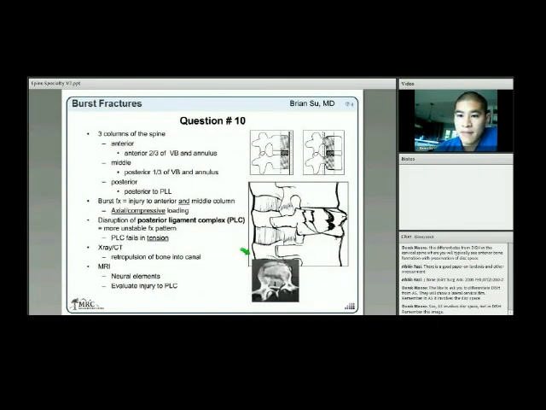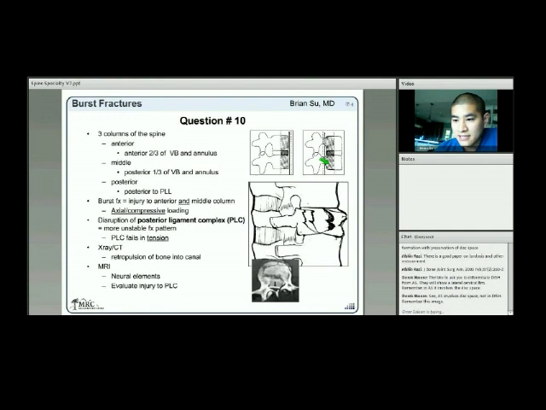So remember, there are 3 columns of the spine. This is the Denis classification very briefly. There's the anterior column, which is the anterior 2/3, the middle, which is the posterior 1/3 of the vertebral body, and posterior, which is posterior to the PLL and all of these posterior structures. A burst fracture, by definition, is injury to the anterior and middle column. It's typically axial, and it's typically compressive in nature in terms of the loading aspect of the trauma. So it's a compressive force down.